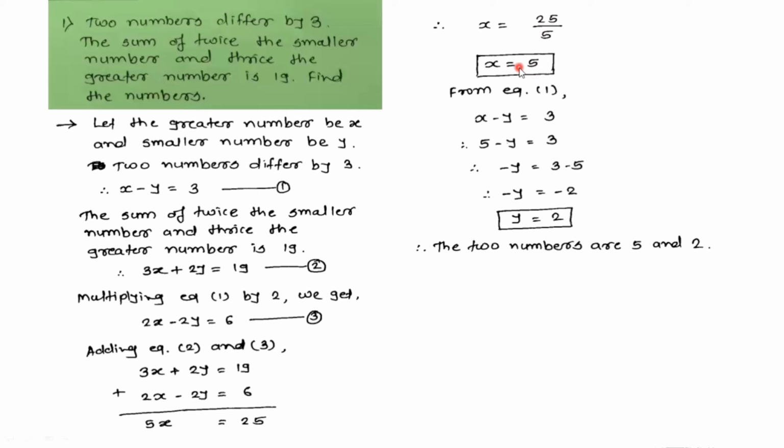Now if we substitute this value of x in equation number 1, x minus y is equal to 3, that is 5 minus y is equal to 3. If we transfer 5 to the right hand side, it becomes minus 5. So on the left hand side we have minus y, which is equal to 3 minus 5. So 3 minus 5 is minus 2. On both sides we have a minus sign. If we eliminate that minus sign, we get the value of y as 2. So here, the two numbers are 5 and 2.